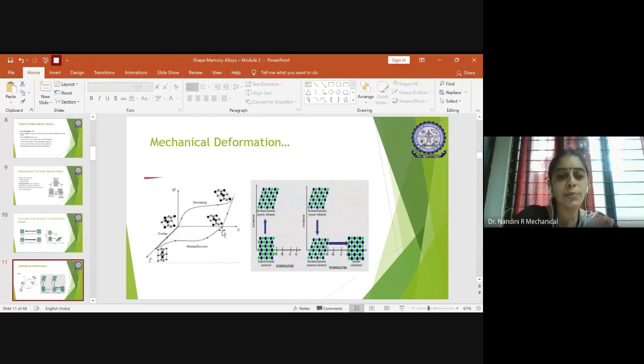Okay, so here the next diagram shows you the mechanical deformation, how it has been happening. And here you can see a loop. So what is this loop called? Anyone can guess and tell me after seeing here? How does it look like?